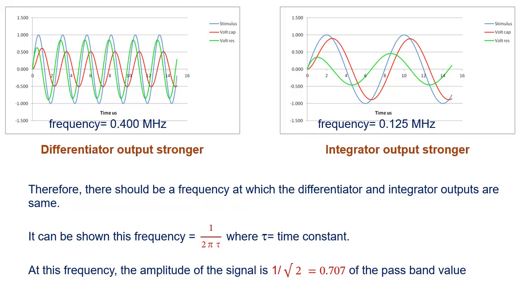We show results for two different excitation frequencies, namely 0.400 MHz and 0.125 MHz. For the higher frequency, differentiator output is stronger. For the lower frequency, integrator output is stronger. It demonstrates high-pass characteristics of the differentiator and low-pass characteristics of the integrator. It can then be expected that at a certain frequency, integrator and differentiator outputs are the same. This frequency is called the 3 dB frequency as the voltage is -3 dB, that is 0.707 times the passband value.